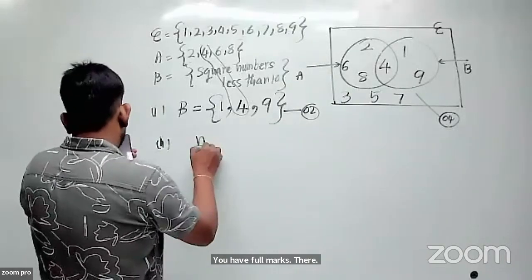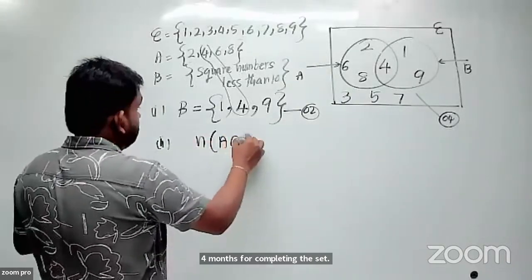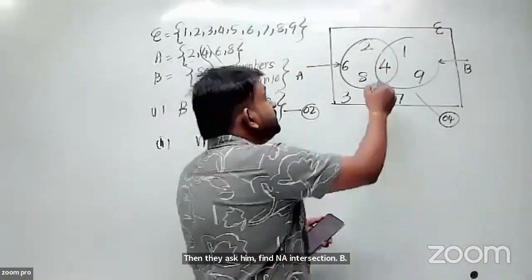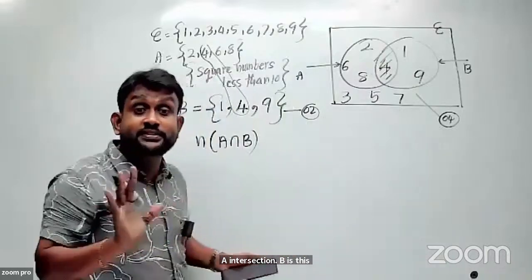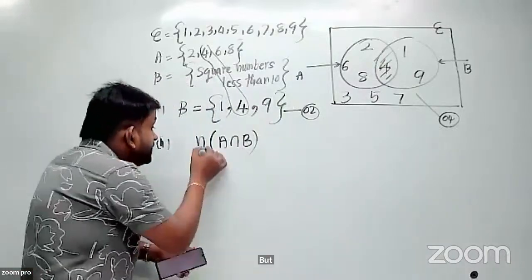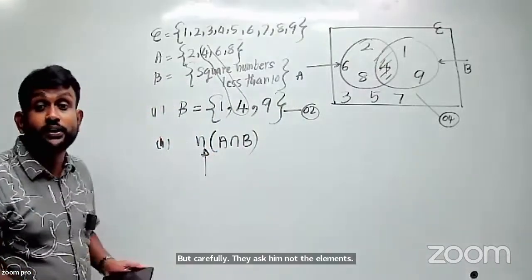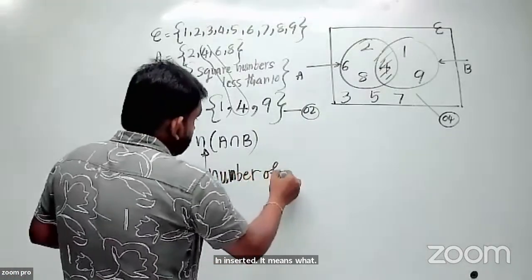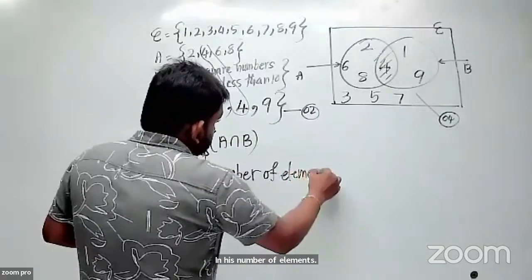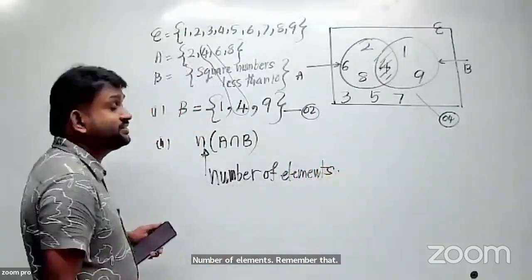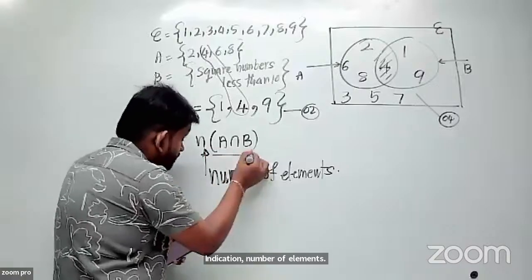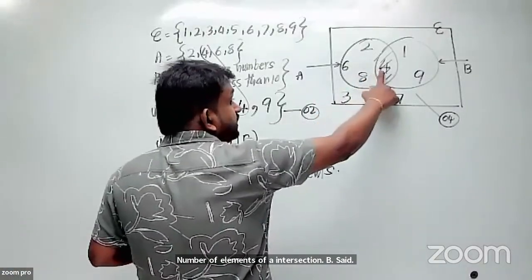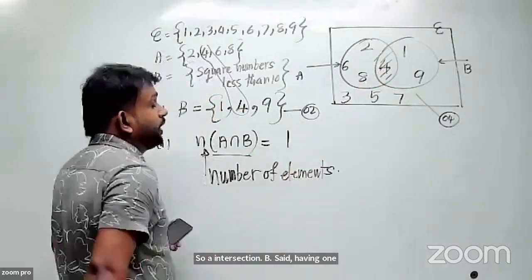Then they ask to find n(A intersection B). A intersection B is this region, but carefully, they are not asking for the elements. n means what? n is the number of elements. Remember that indication. Number of elements of the A intersection B set. So the A intersection B set has one element. Here one element. So the answer is 1, not 4.